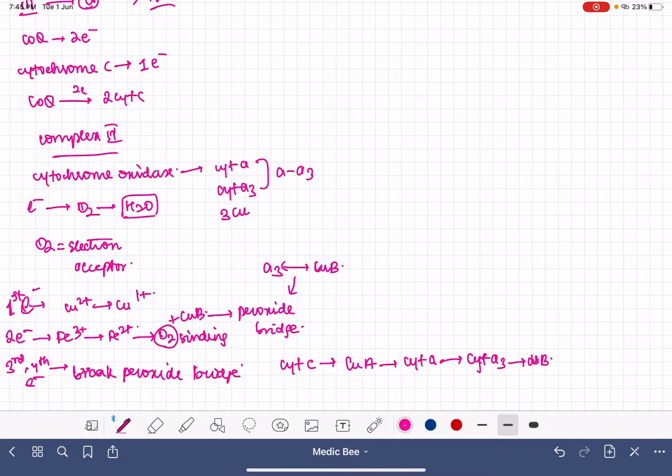Finally, oxygen takes up the electrons. For O2, 4H plus is needed, and this will form 2H2O. So there is oxygen, 4H plus and 4 electrons. These are the 4 electrons I was talking about. It has to take in 4 electrons, and they are used in forming 2H2O molecules. So the electrons are finally accepted by oxygen to form water.